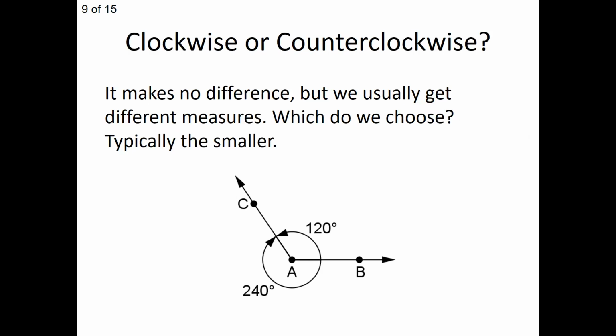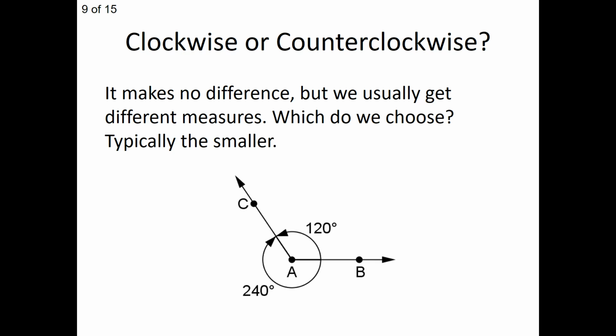Now, here's another question. Why did I rotate the direction I chose? Why did I go from AB and rotate counterclockwise toward the ray AC? I could have actually done both. I could have gone counterclockwise or clockwise to rotate my ray AB to ray AC. So which one will we choose? Are we going to choose the 120 degrees or the 240 degrees back to the ray AC? We typically choose the smaller of the two.